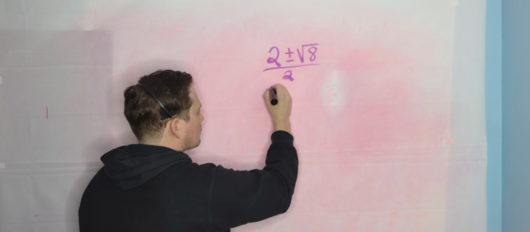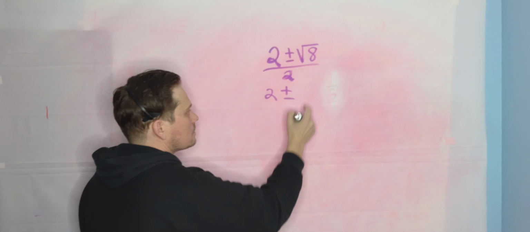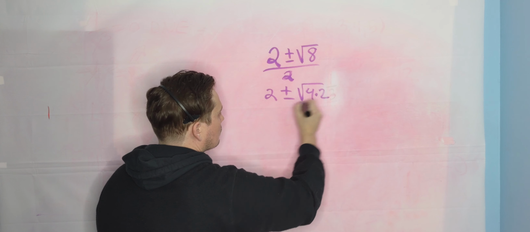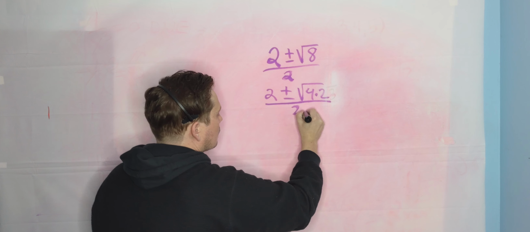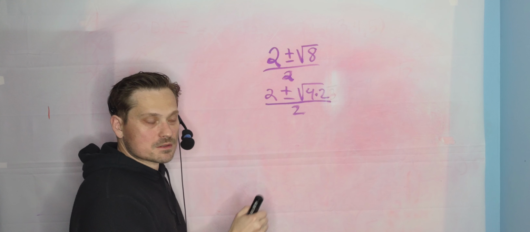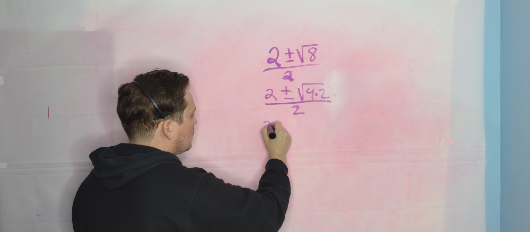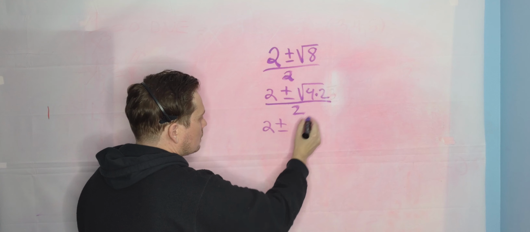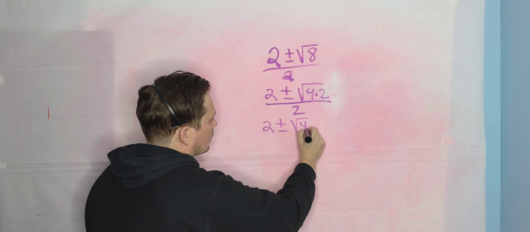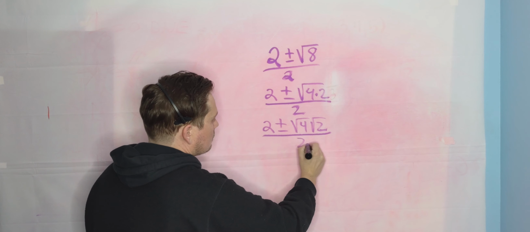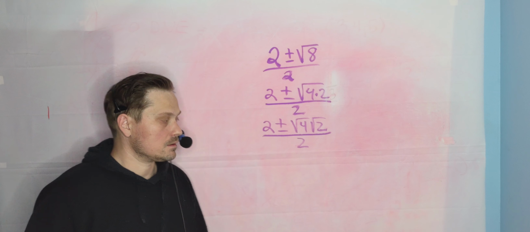First of all, I'm going to write this as 2 plus or minus. Break up the 8 so it becomes 4 times 2, over 2. Now, a basic property of square roots is you can distribute the root operation to the 4 and the 2 individually. So it's going to be 2 plus or minus the root of 4 times the remaining root of 2. This whole thing here divided by 2 still. Then you continue with this process.